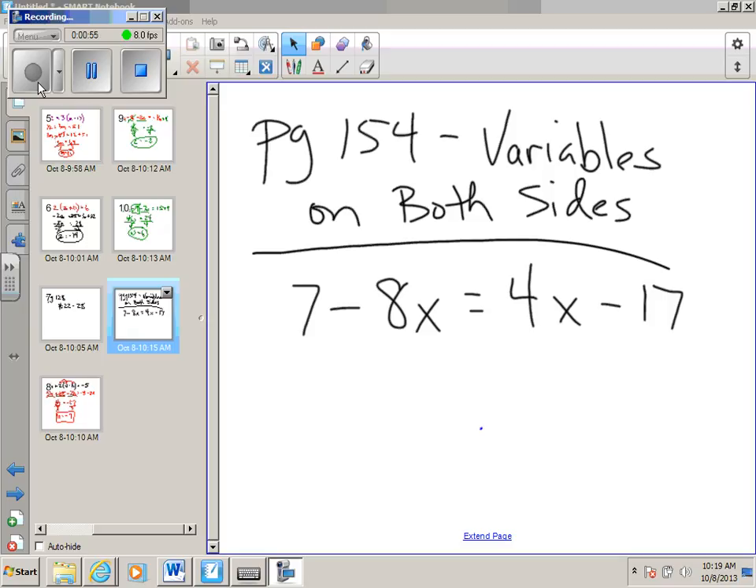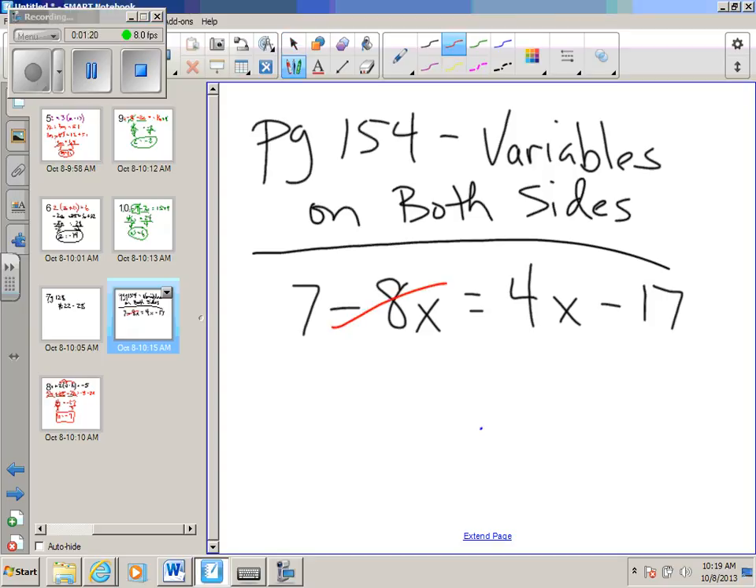Or let's think of the alternative. If I move the negative 8x over here, what's the opposite of the negative 8? How am I going to get rid of the negative 8x? If I add 8x to this side, what am I going to have? Positive 12x. You want to go that route? Let's do it. So we're going to add 8x to this side.